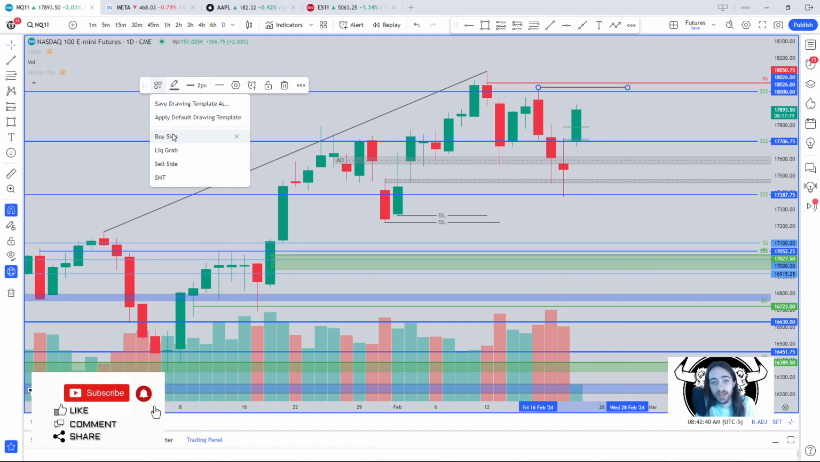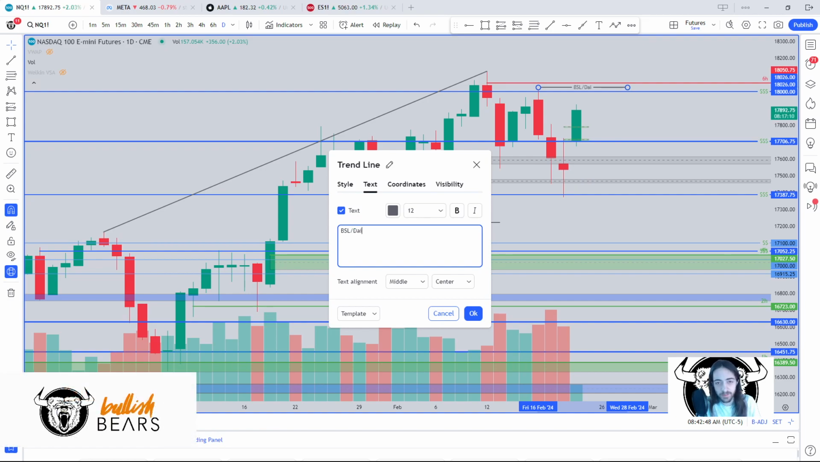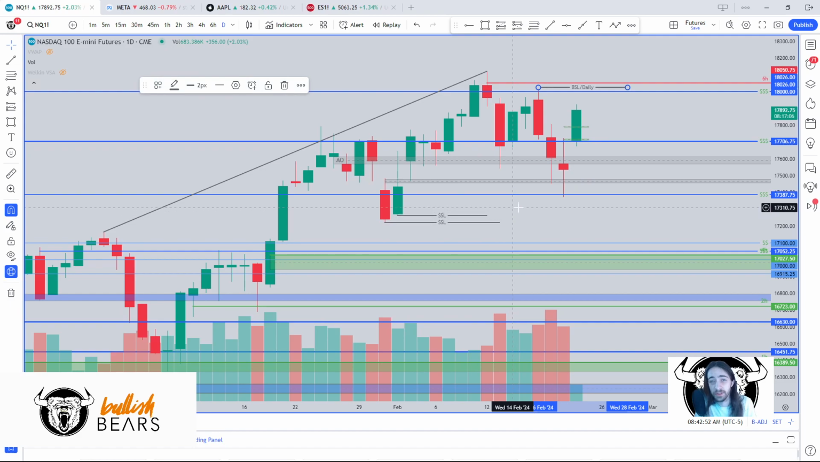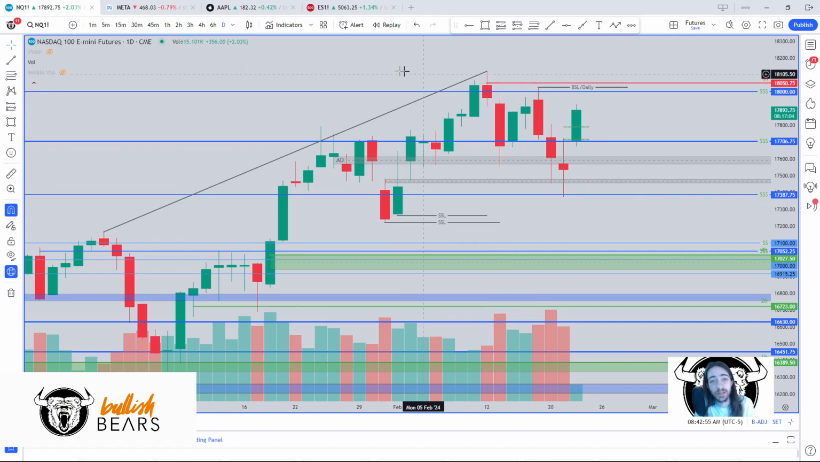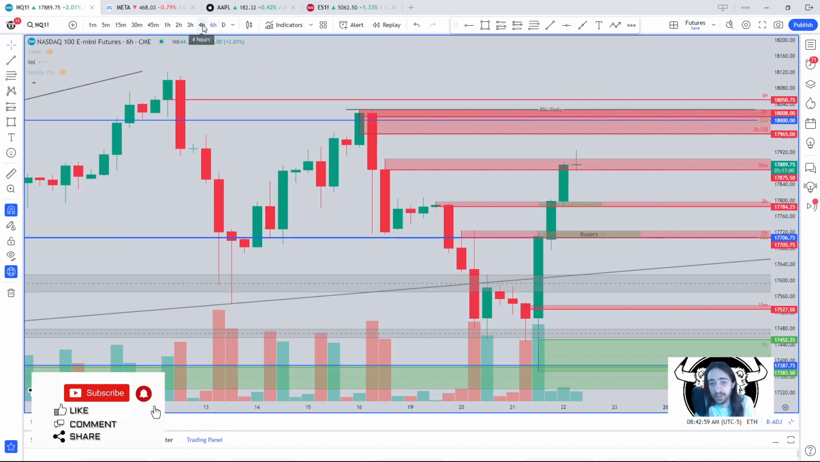I'm going to mark this out as some buy side liquidity. And I'm even going to edit it so I know what time frame that is. That way I know that this is a very, very strong level. That's also our swing, that previous lower high. So now let's knock it down to the 6-hour.